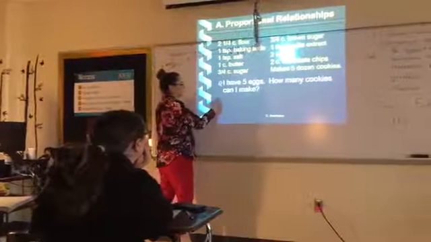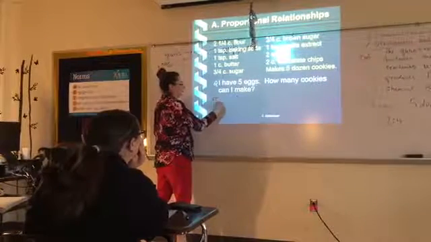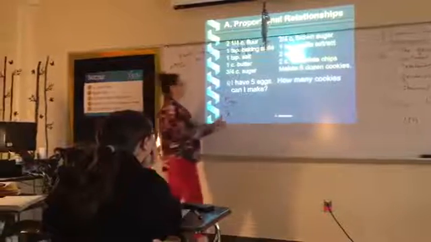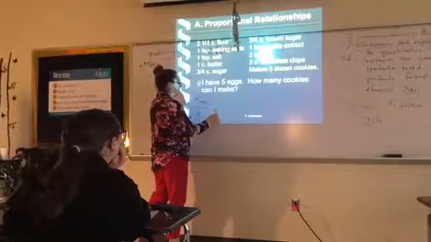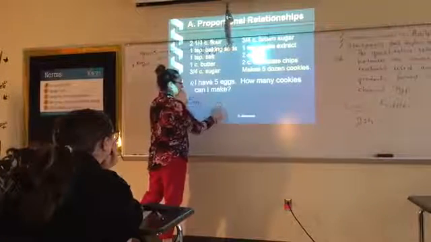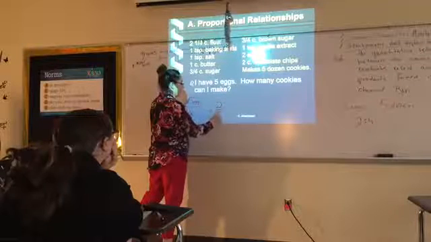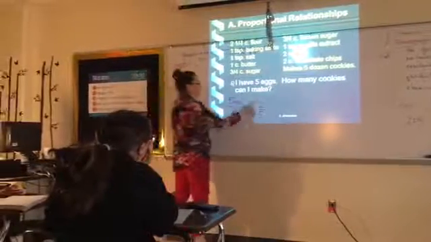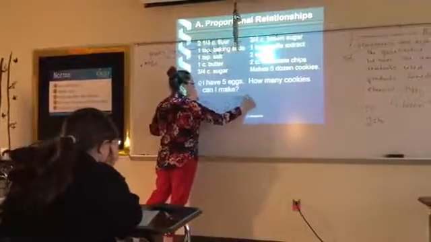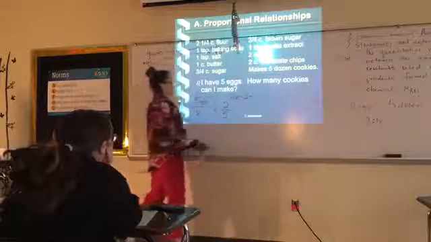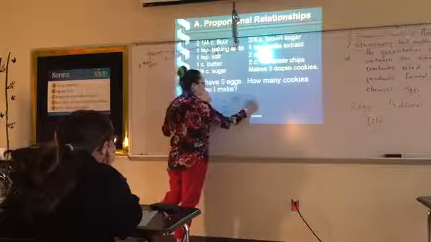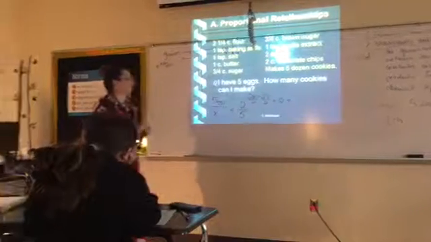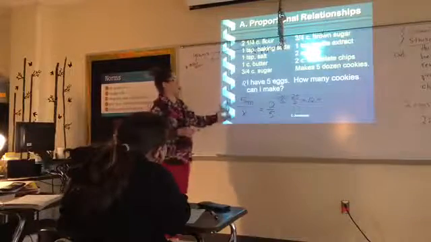So you're saying to do 5 eggs over x, because that would be my unknown, how many cookies that would make, and that would be equal to 2 over 5. And then what do you do from that point? Cross multiply. 2x would equal 25. Divide the 2x by 2, and you get your answer. You get 12.5. So it's 12.5 dozen.